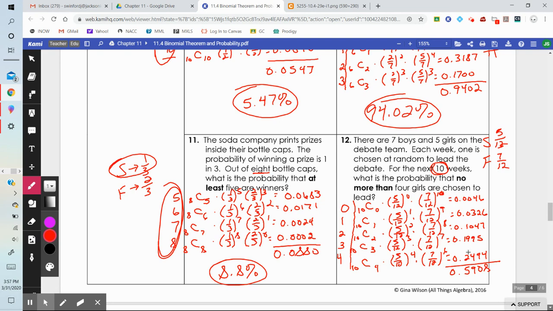You add all those together, there's going to be about a 59.08% chance is the final answer. 59.08% chance that we're going to choose no more than 4 girls. So what's the chances of the complement of that, which would be choosing more than 4, would be about a 40% chance, which is also not very likely. About a 40% chance. More than likely, we're going to choose between 0 and 4 girls for this debate team.